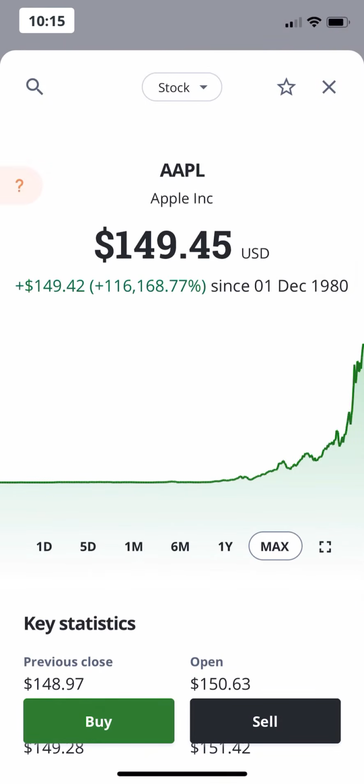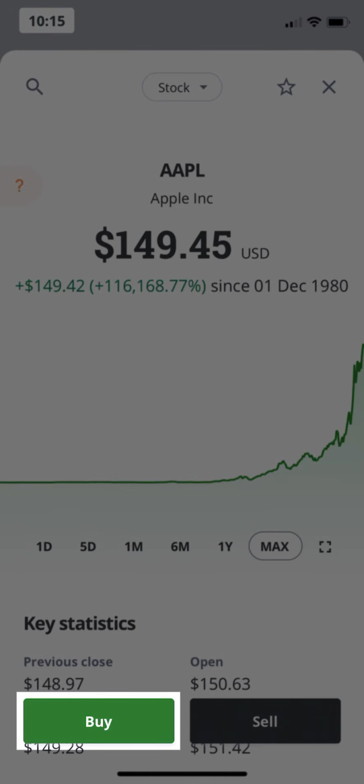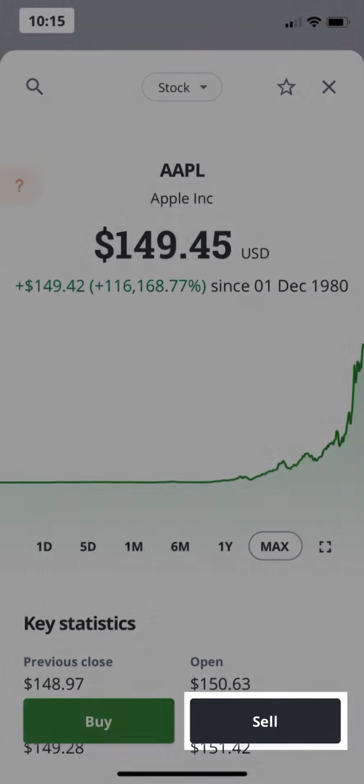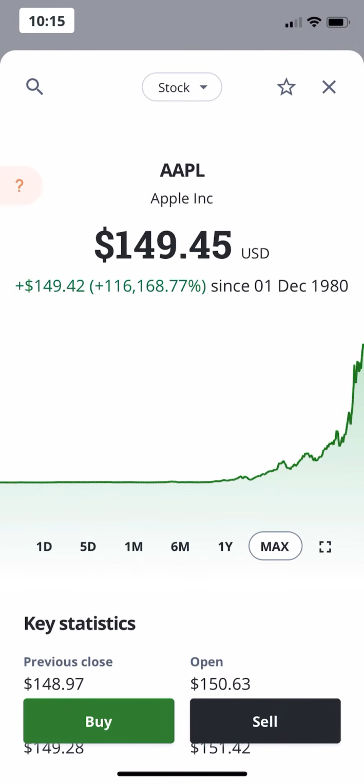At the bottom of the screen, you will see a buy button. If you own any shares of the stock, you will see a sell button as well. These will float at the bottom of the screen so that you can easily access them at any time. If you're looking for information on how to place an order, please refer to our How to Make a Market and Limit Order video, which is linked in the description below.